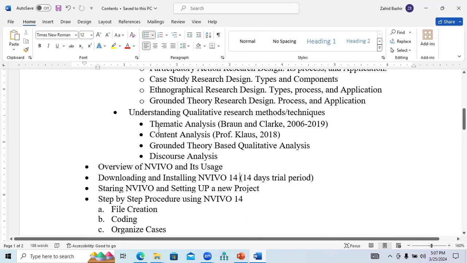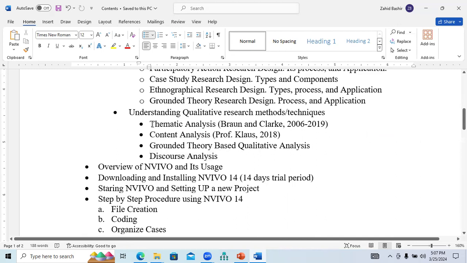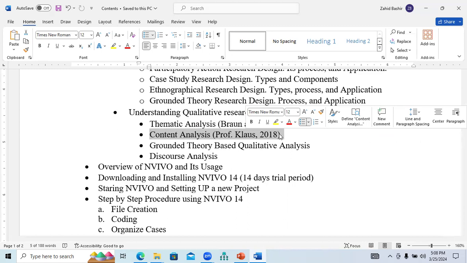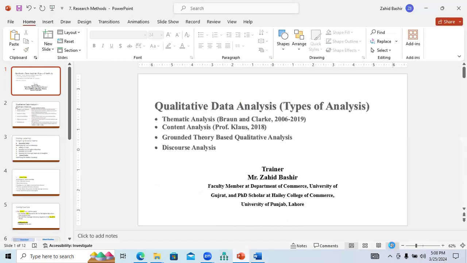Today I will let you know the first technique, thematic analysis, and content analysis. Grounded theory I have already discussed, while discourse analysis I will let you know tomorrow. So our focus today would be on thematic analysis and content analysis, which are the most widely used techniques using NVivo software for qualitative research. You need to understand the basics of these two techniques here.